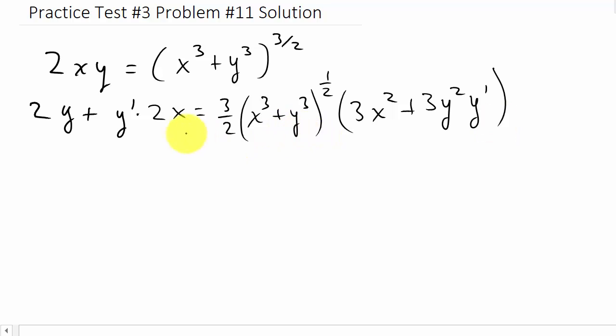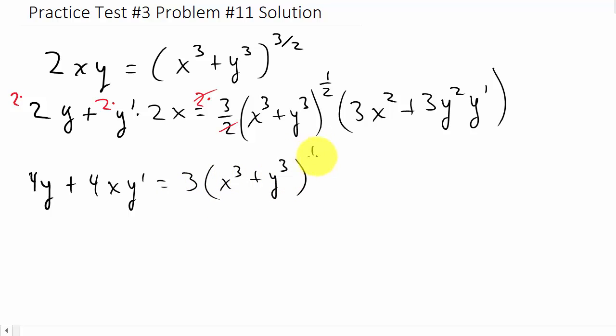Now we need to solve this for y prime. The first thing I might do is get rid of that fraction, so I can multiply each term by 2. Remember, this is all considered one term since they're all multiplied. It's going to cancel that 2 out, so that gives me 4y plus 4x y prime equals, and the 2's cancel, 3 times x cubed plus y cubed to the 1 half times 3x squared plus 3y squared y prime.